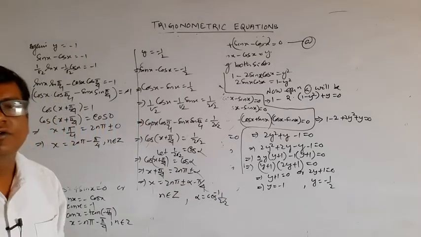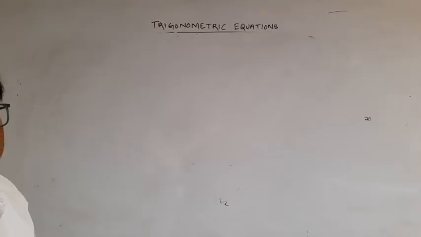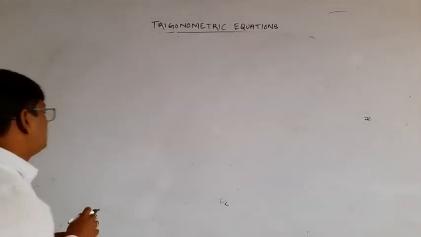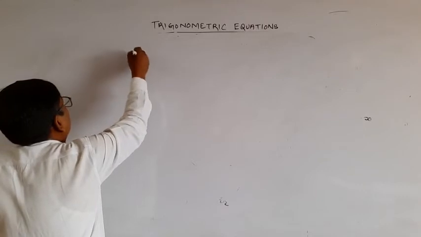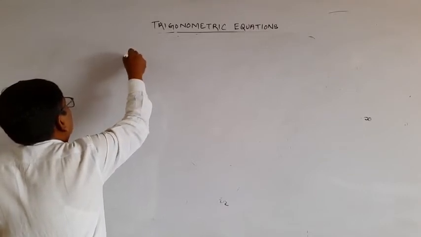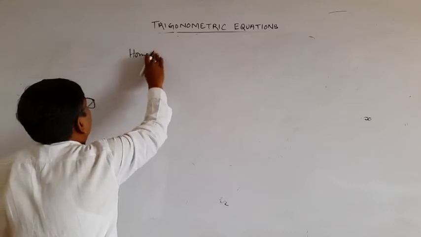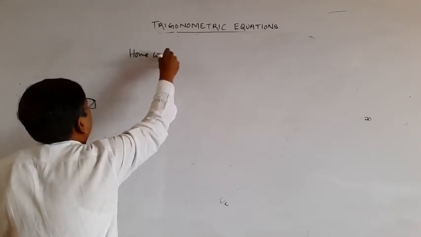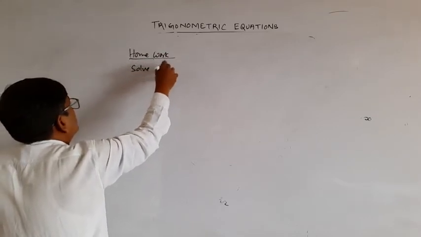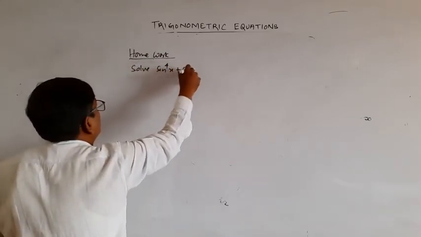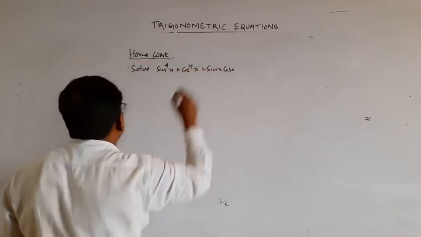Okay. Now, another question. Hint for the homework question. This is homework. What is the homework question? Solve sin 4th x plus cos 4th x is equal to sin x into cos x.